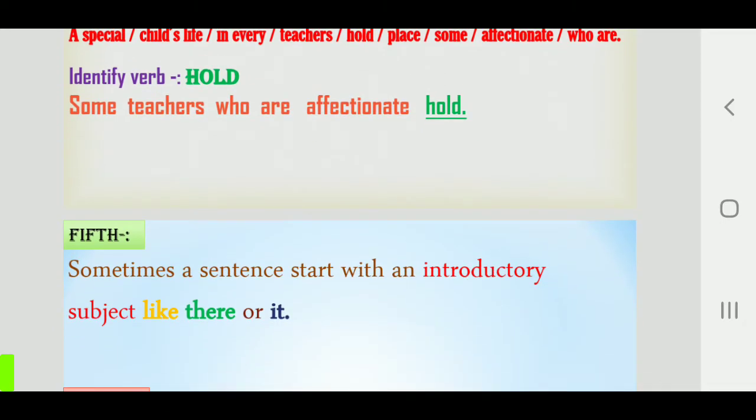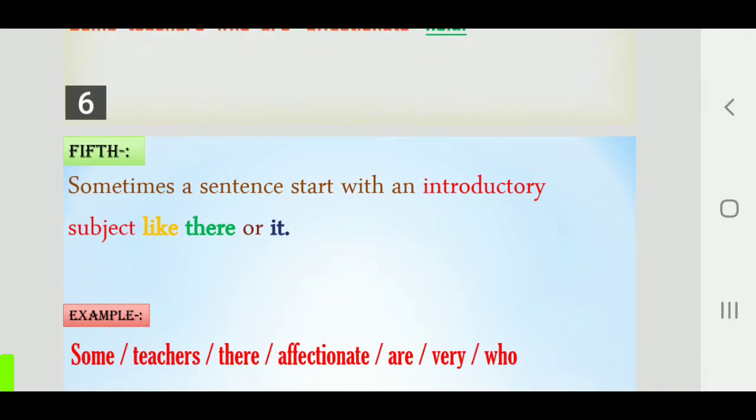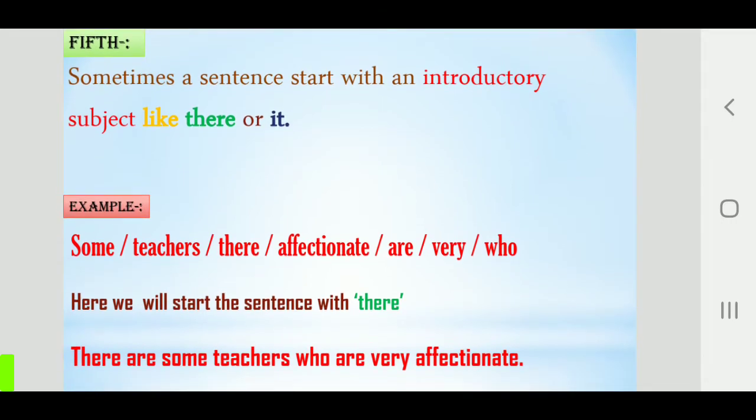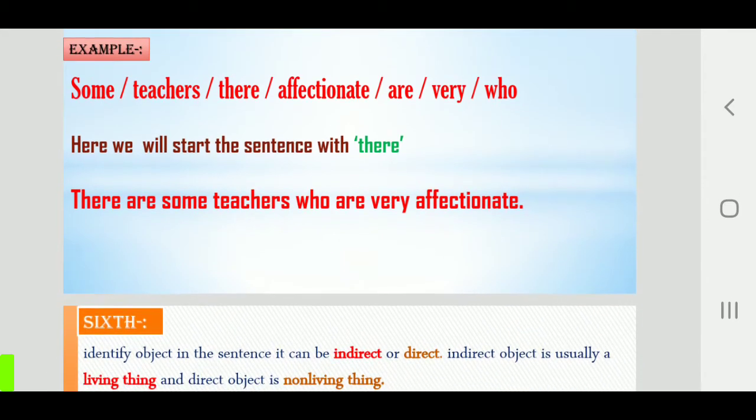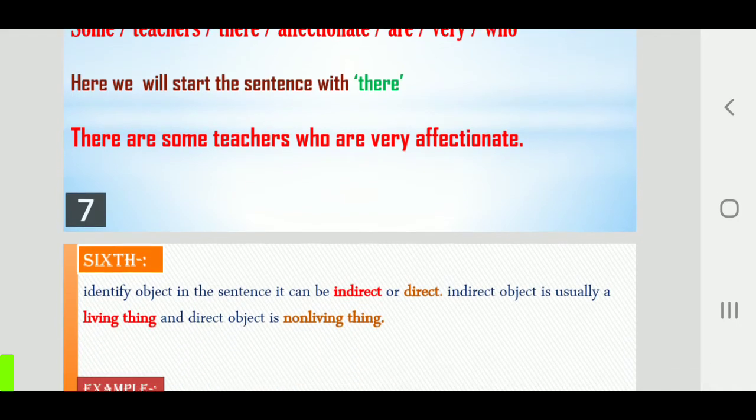Thereafter comes, sometimes we have an introductory subject like there or it. Suppose the jumble words are like this: some, teachers, their, affectionate, are, very, who. So here we'll start the sentence with the word there. It is an introductory subject that you have to find from the sentence.